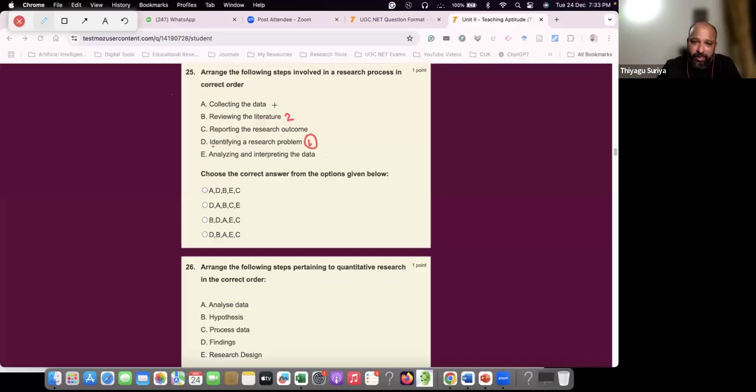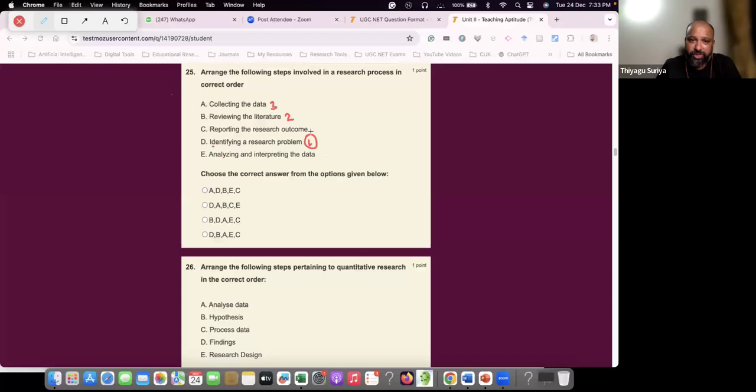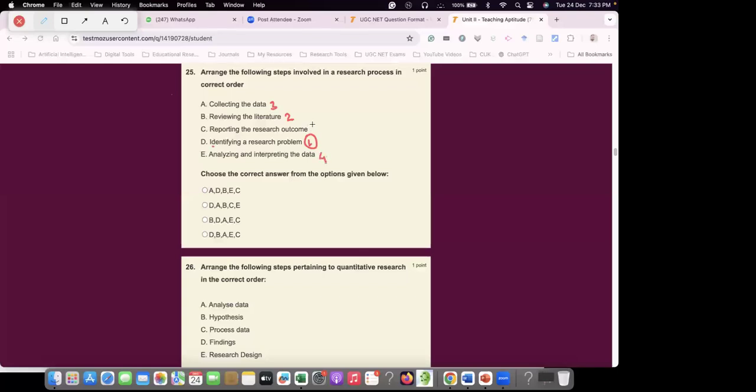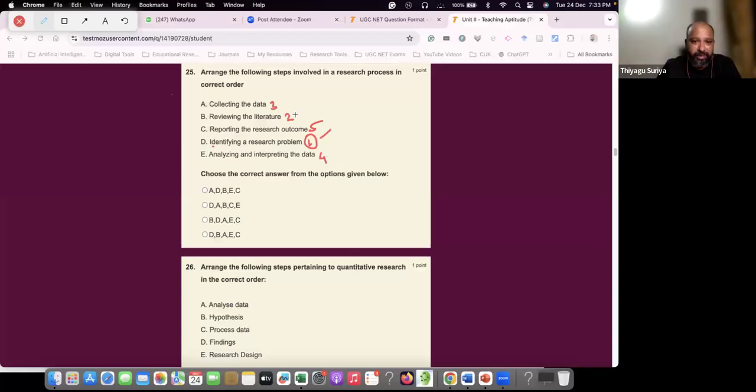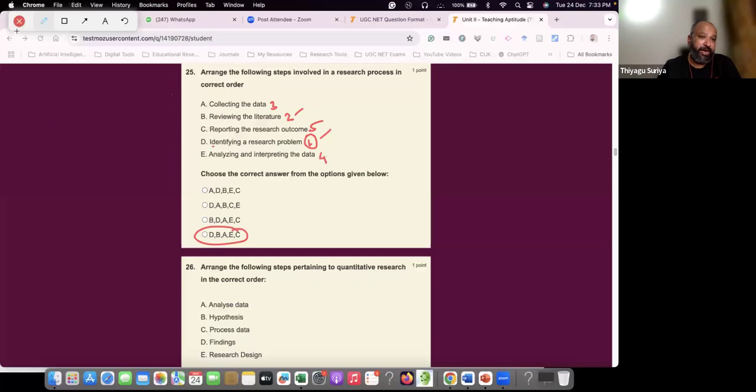Third one, collecting the data. The fourth one, analyzing. Fifth one, writing and interpreting the data. Therefore, what is the answer? Option D. So we can go with DBAEC. Okay, option D. So this is the answer. Sometimes the options might differ, so kindly look at this.